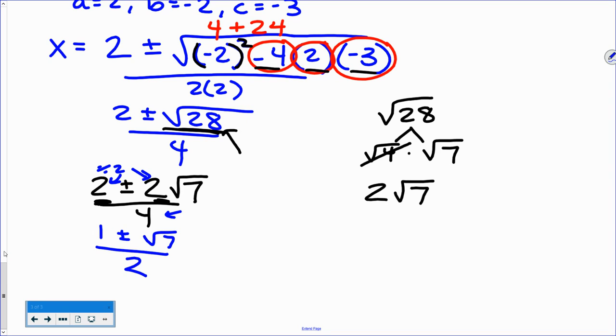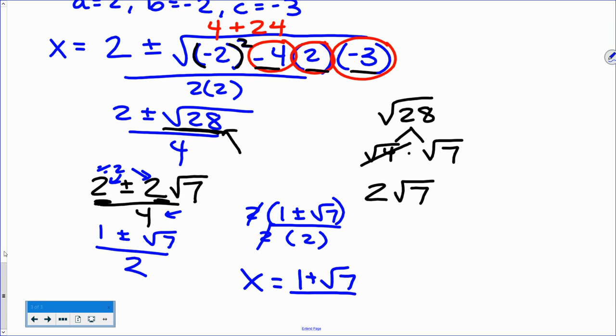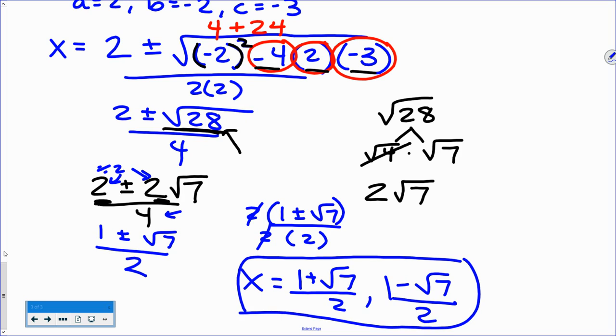Or if you wanted to think of it as I factored a 2 out, and I factored a 2 out of the bottom, and those 2's divided each other. However, it makes sense to you. So then my final answer, I would put 1 plus the square root of 7 over 2, and 1 minus the square root of 7 over 2. That will be how I have to write my final answer.